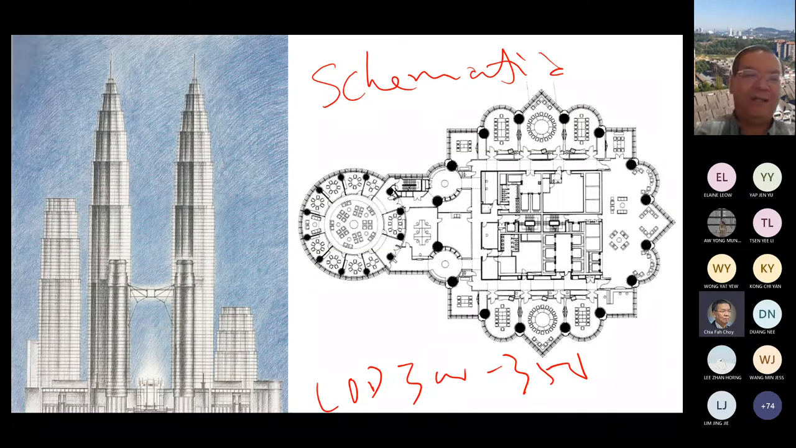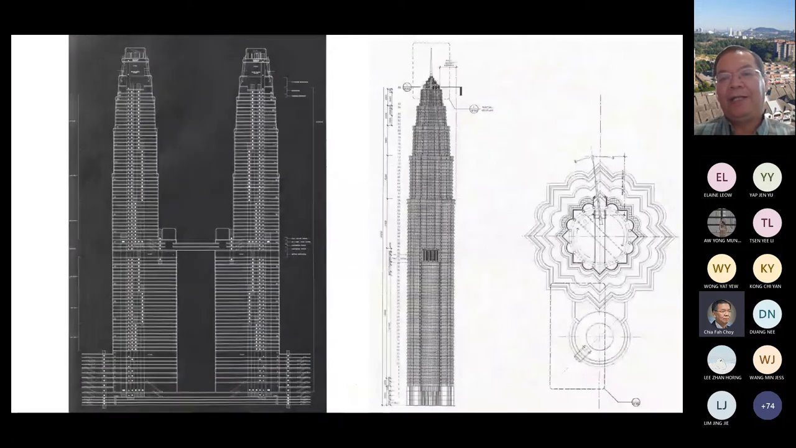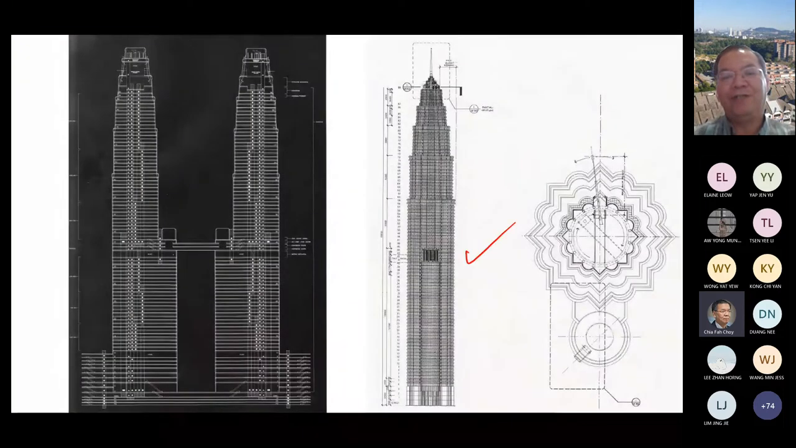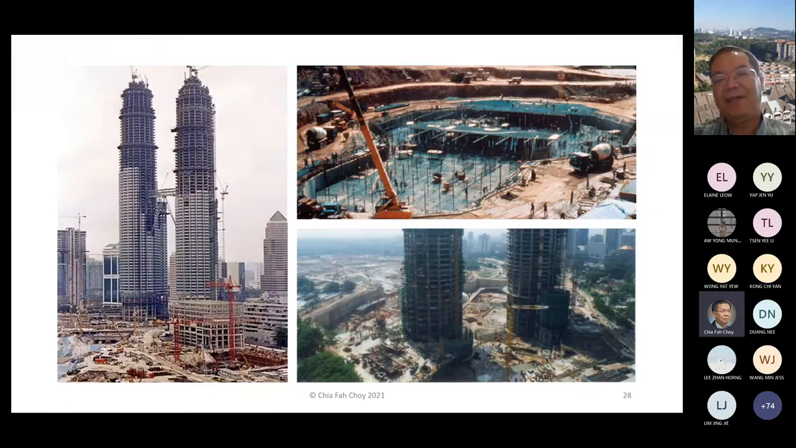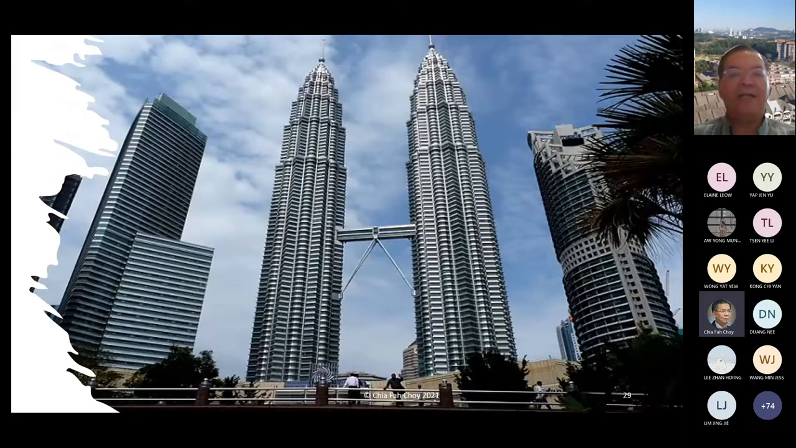Okay, so this is an architectural rendering of the building. And these are the detailed construction drawings already. So definitely over here is LOD 350 and above already, with more detail of the building. The design and the dimensions are all fixed already. Finally, that is the construction carried out at the site. And this is the finished building you are used to seeing now.